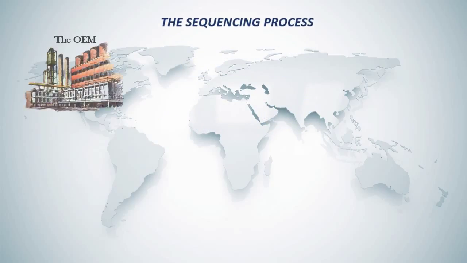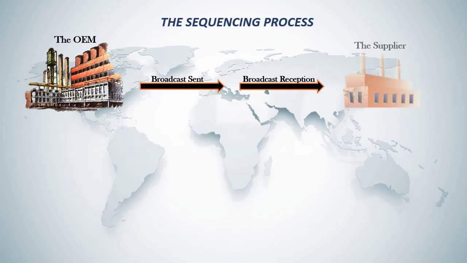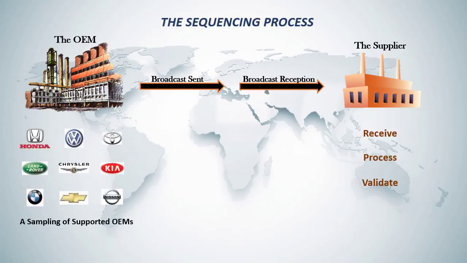First off, we have the OEM, which sends a broadcast to the supplier. Each OEM has their own method of sequencing that is specific to them, which means each broadcast is different. Insequence has developed standard interfaces for each of these OEMs so that the supplier can receive, process, and validate the broadcast. Insequence supports almost all major automotive OEMs in North America by providing this interface. Displayed on the screen is a sampling of the many supported OEMs.